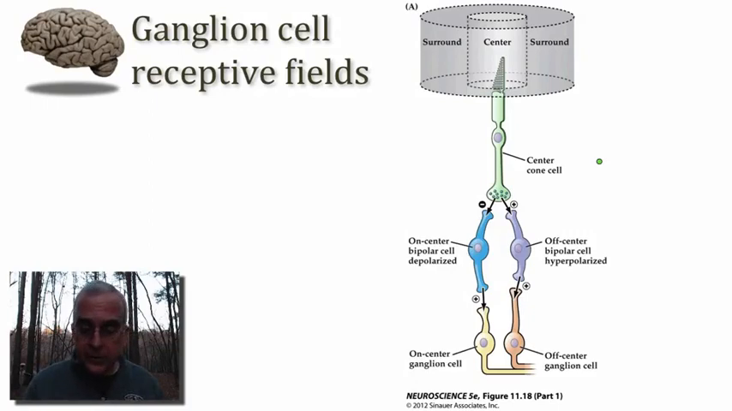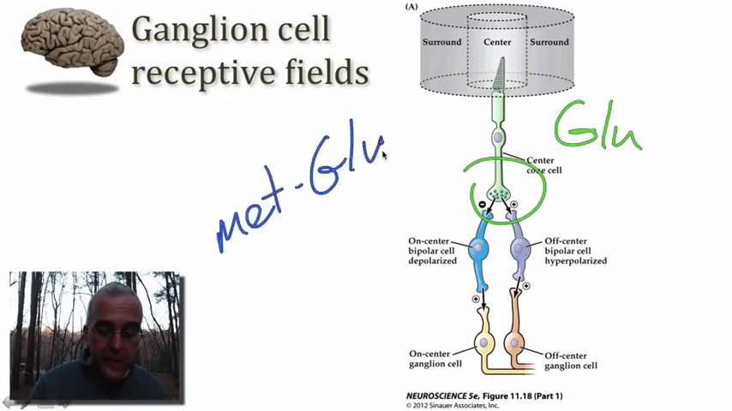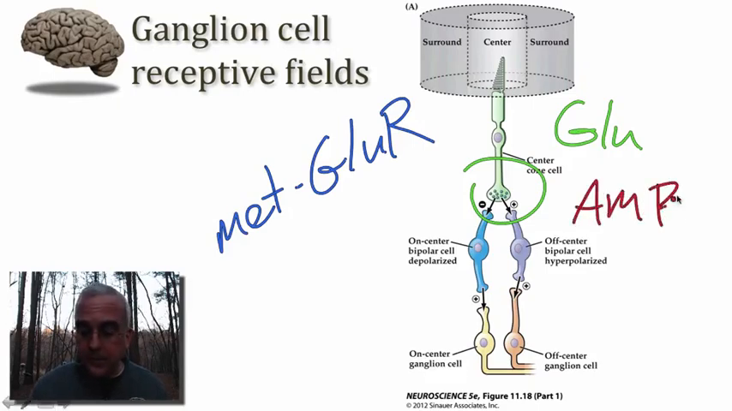So the neurotransmitter that's released by the bipolar cell is glutamate, and the receptors that are expressed on these two different types of bipolar cells are quite distinct. In the on-center bipolar cell, the receptor is a metabotropic receptor for glutamate. And that metabotropic cascade that's initiated results in the hyperpolarization of that bipolar cell. For the off-center bipolar cell, the receptors are AMPA receptors. And when glutamate binds to the AMPA receptor, there's a depolarizing response.